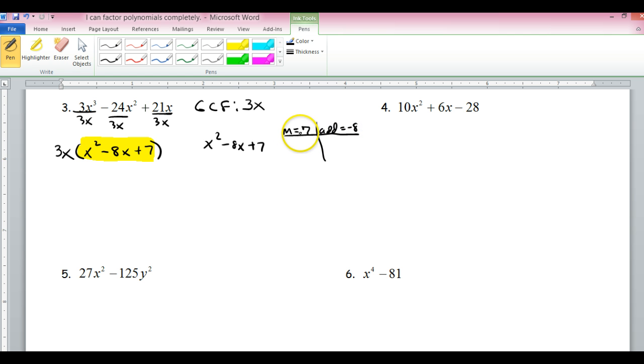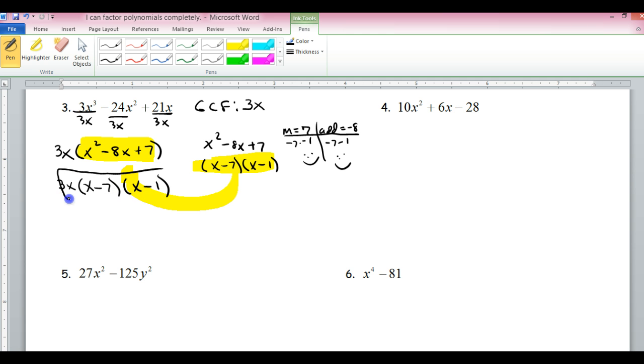Well, you have to multiply to get a positive and add up to negative, so both of your signs would be negative. Negative 7, negative 1, negative 7 minus 1. We're happy in both. Therefore, the factors that multiply to give you 7 and add up to negative 8 would be x minus 7, x minus 1. Are we done? No. We have to take this factored form and substitute it back in. So our final answer would be 3x times x minus 7 times x minus 1. And we are done. Okay? This is no different than what you've been doing the entire unit.